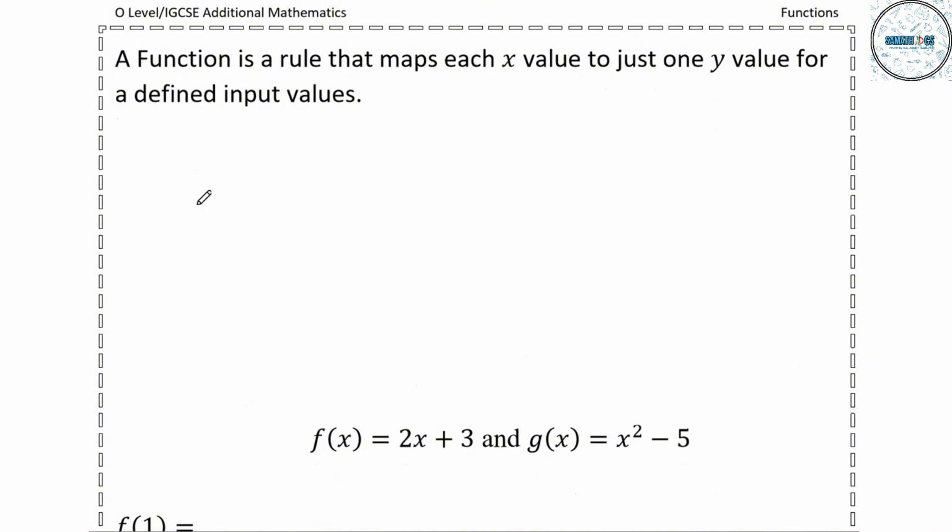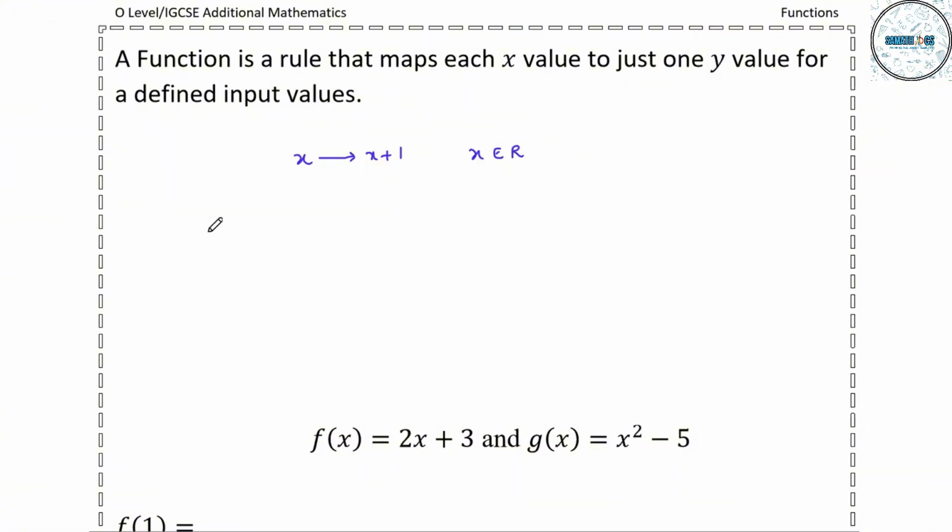A function is a rule that maps each x value to just one value for defined input values. No input can be linked to more than one output. That's what makes it a function. This means that mappings that are either one-to-one or many-to-one are called functions. The mapping x to x plus 1, where x belongs to real numbers, is a one-to-one function.